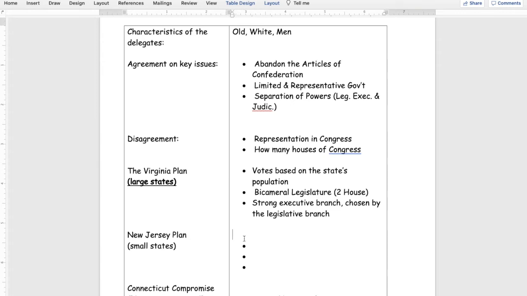The New Jersey plan, however, was very similar to the Articles of Confederation. They wanted equal votes of one per state, just like the Articles of Confederation. They said every state should have equal votes. That way the smaller states will be heard. That's why we called the New Jersey plan the plan for the small states. So go ahead, bold, underline that puppy.